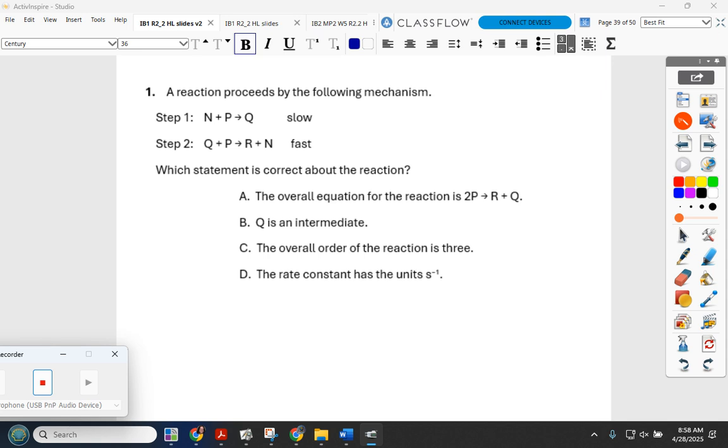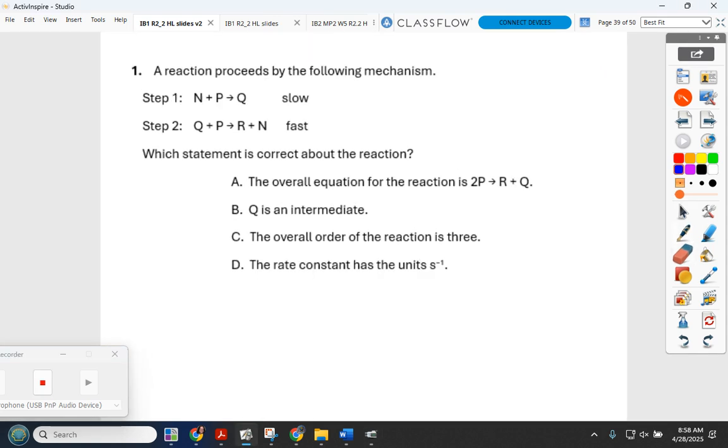How do we know that Q is an intermediate? Yep. So if we were to put this together to make an overall reaction statement, we would cancel out the Q's, right?